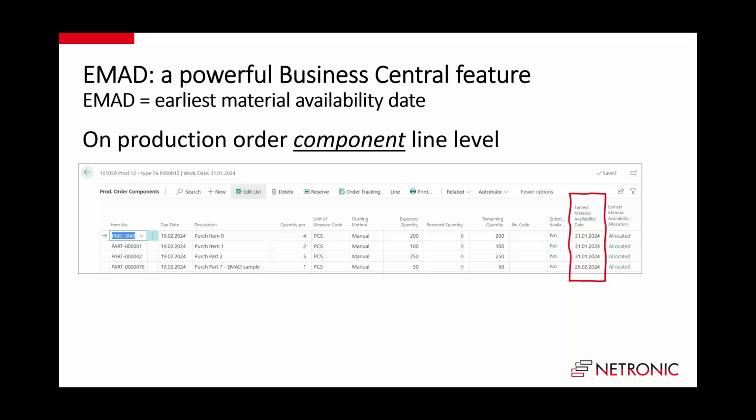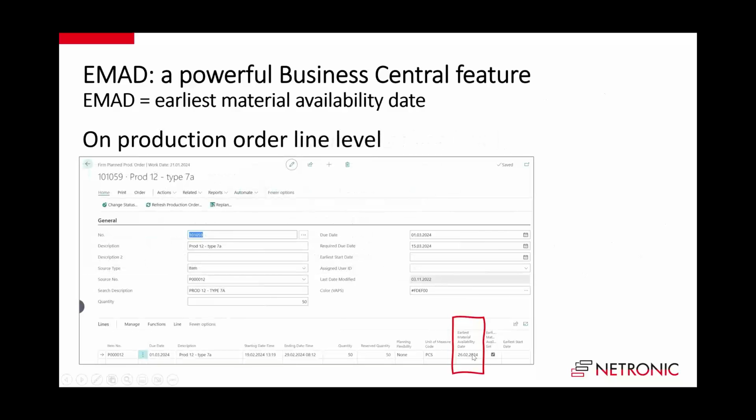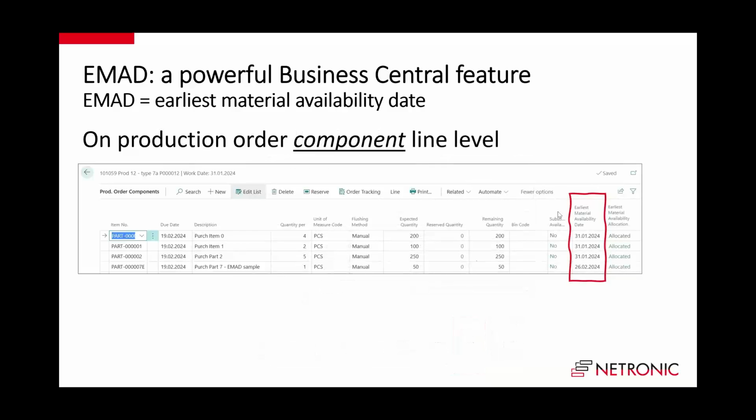Most likely this availability, which is not today but in the future, will be achieved by a purchase order. So I might have a purchase order in the system, and the expected receipt date of the purchase order is the 26th of February. So now if we look at this, the time when I have all components available for that production order line, for that item to be precise, is the 26th of February. So now I go a slide back on the production order line level. The 26th of February is set as the earliest material availability date because this is the date when all the required components are available.